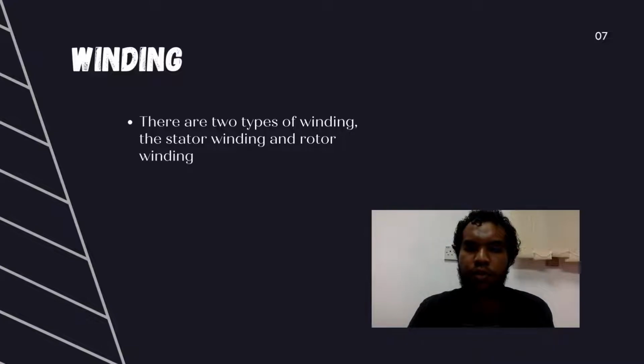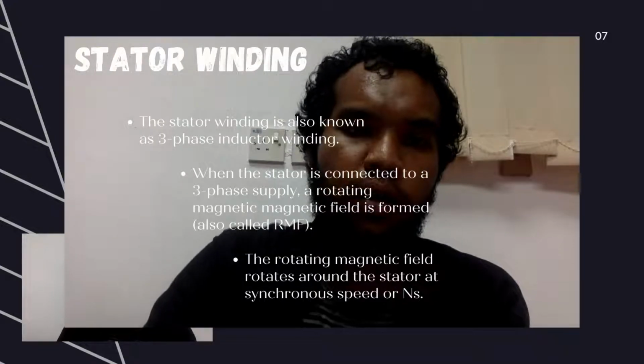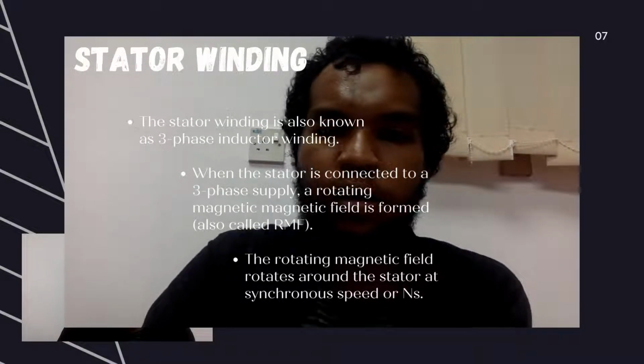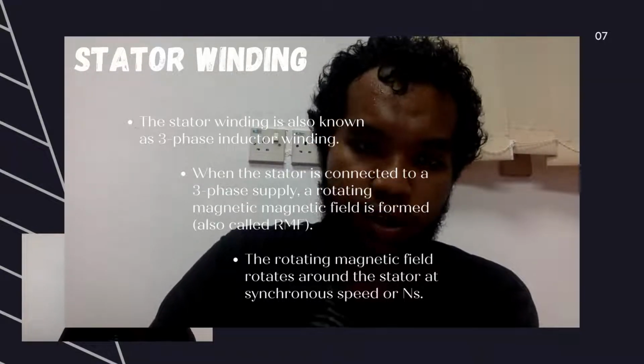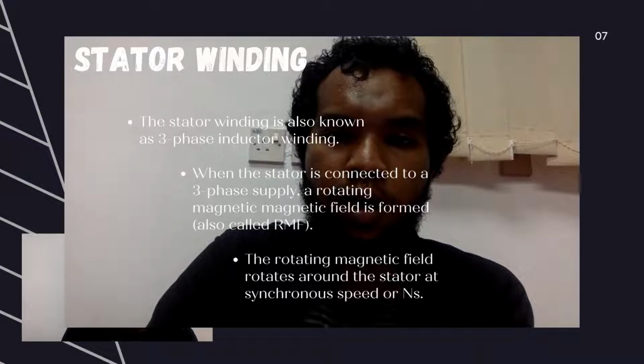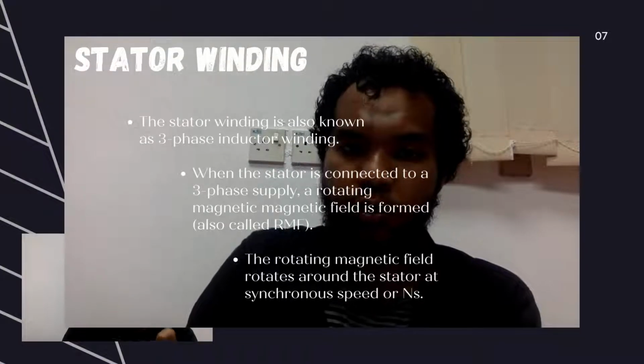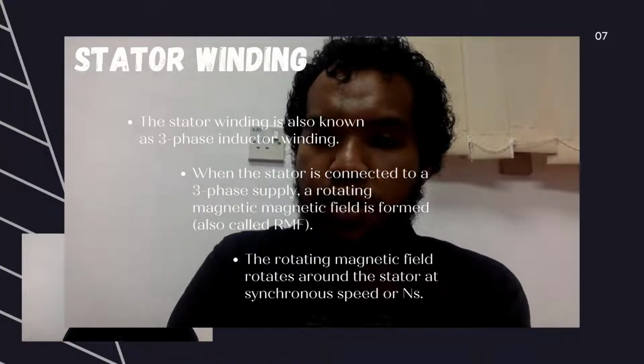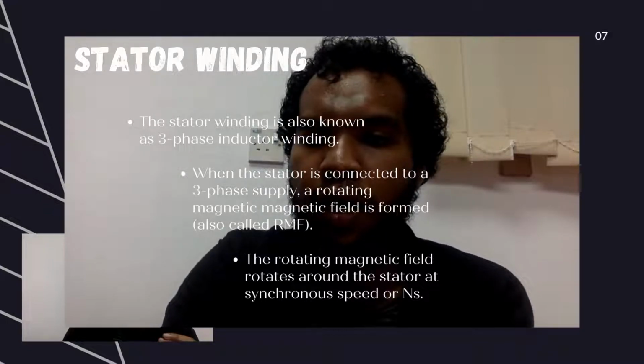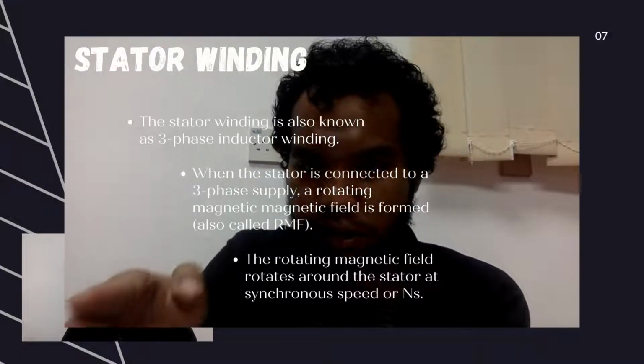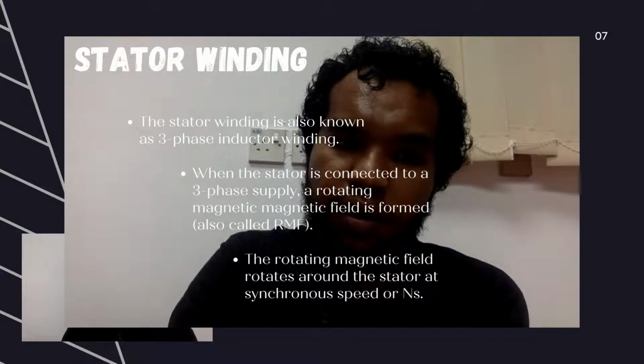As you can see, we have two types of winding, the stator winding and the rotor winding. The stator winding is stationary and is connected to a three-phase supply. As you can see in the diagram, a rotating magnetic field is formed, which is also called the RMF.